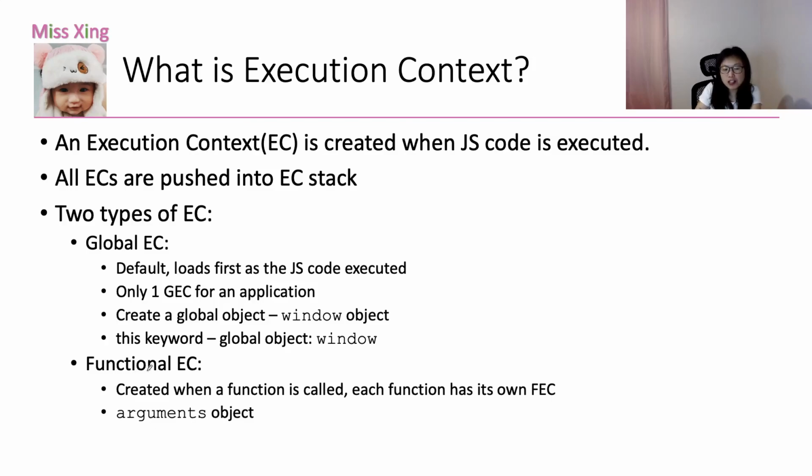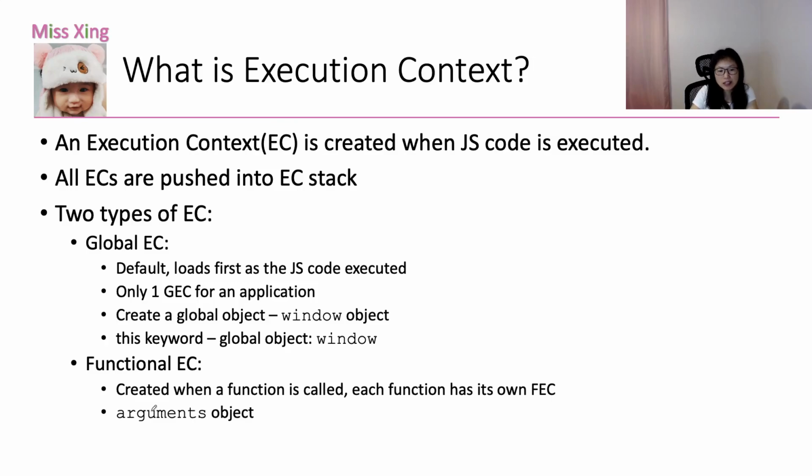Okay, function. There is another one called the function execution context. It will be created when a function is called. Each function has its own function execution context. Global is only one per application, but function execution contexts depend on how many functions you actually code. You get one function execution context for each function call. And it also has an arguments object, which is an implicit, array-like object that exists for all the functions.